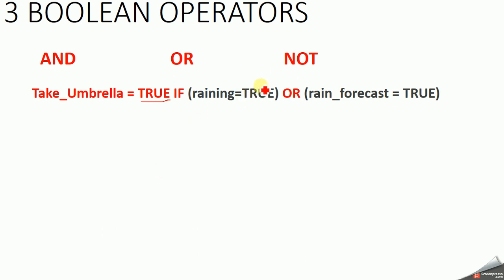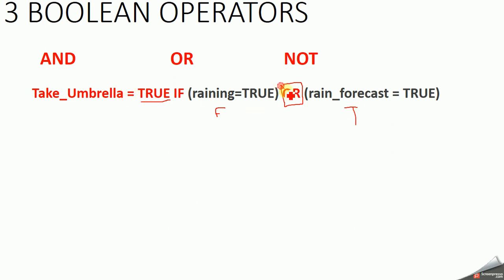Let's imagine that this was false. So we look outside, it's not raining, so I'm going to write F for false down there. But we also look at the forecast, and it's going to rain, true. Because we've got an or, either that one or that one needs to be true in order for us to take out our umbrella.